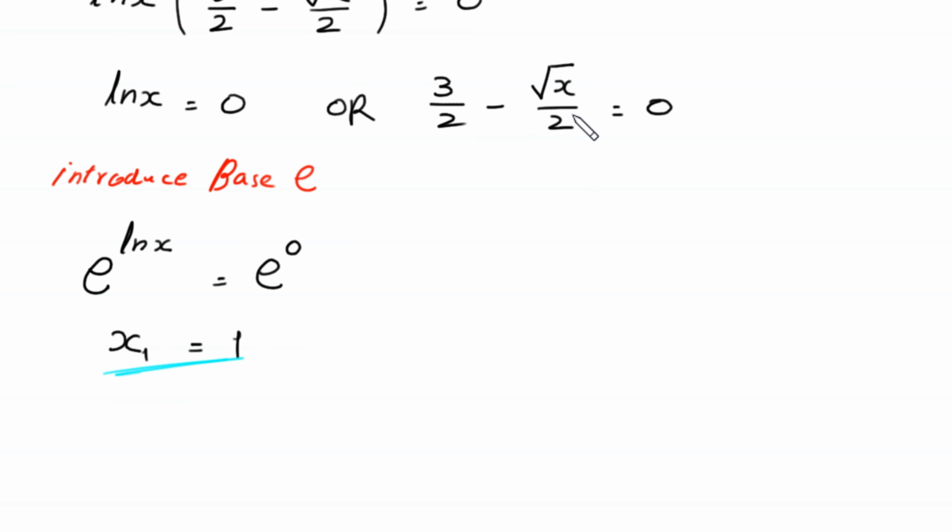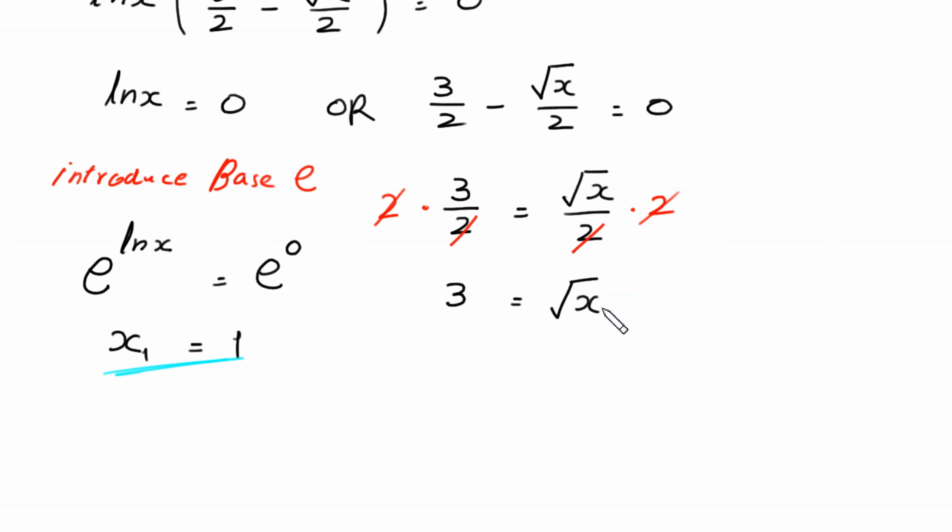Now we solve this one. We move this negative square root of x over 2 to the right side. 3 over 2 is equal to, this negative square root of x over 2 becomes positive square root of x over 2. And because in the denominator we have 2, we multiply both sides of this equation by 2. At right side we multiply by 2, and this 2 will be cancelled with this 2. At left side left 3 is equal to, at right side left square root of x.